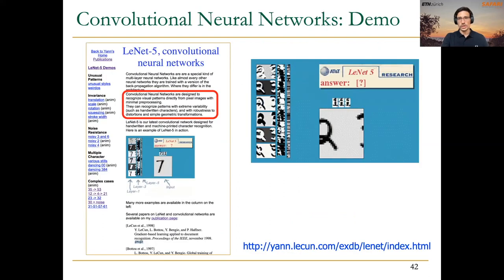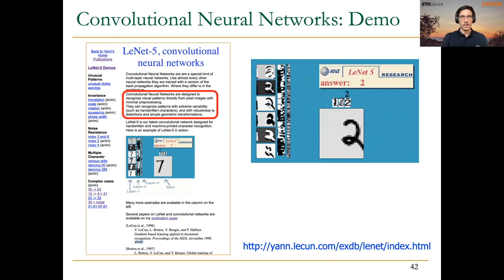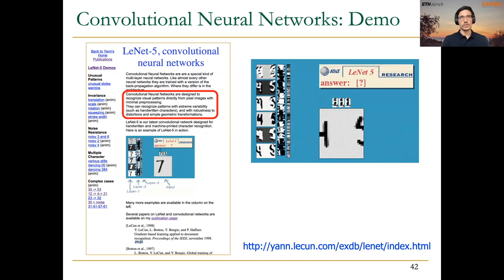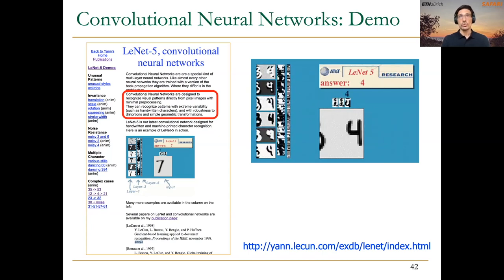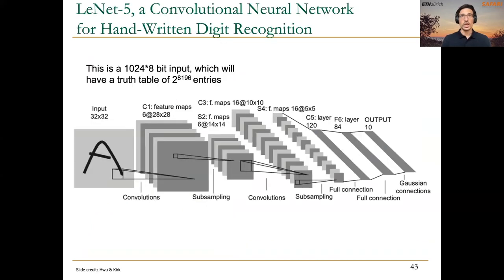Convolutional neural networks have been proposed many years ago. LeNet 5 is one of the earliest examples, from Yann LeCun. As you can read on the slide, these convolutional neural networks are designed to recognize visual patterns directly from pixels with minimal pre-processing. And here you have another view of this LeNet 5 with the different layers that compose it. Here you can see the convolutional layers, but there are also some subsampling and fully connected layers as well.